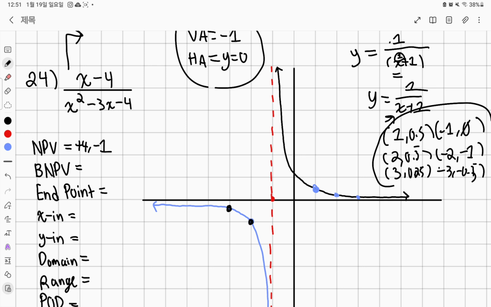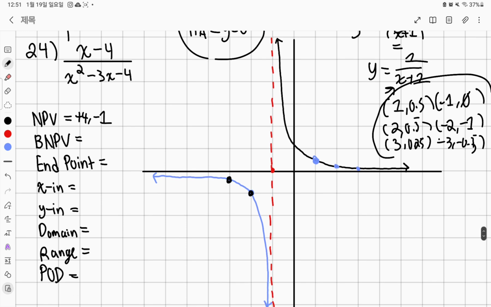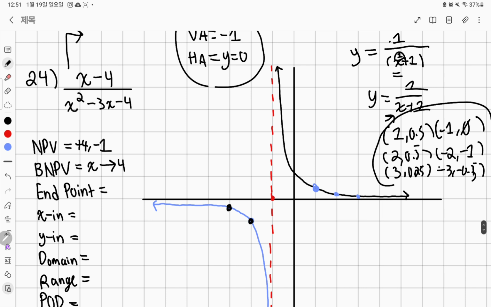What this means is that you guys need to focus on what the x is equal to. So basically it means when x approaches 4, look at this graph. When x is approaching 4, 4 is here.